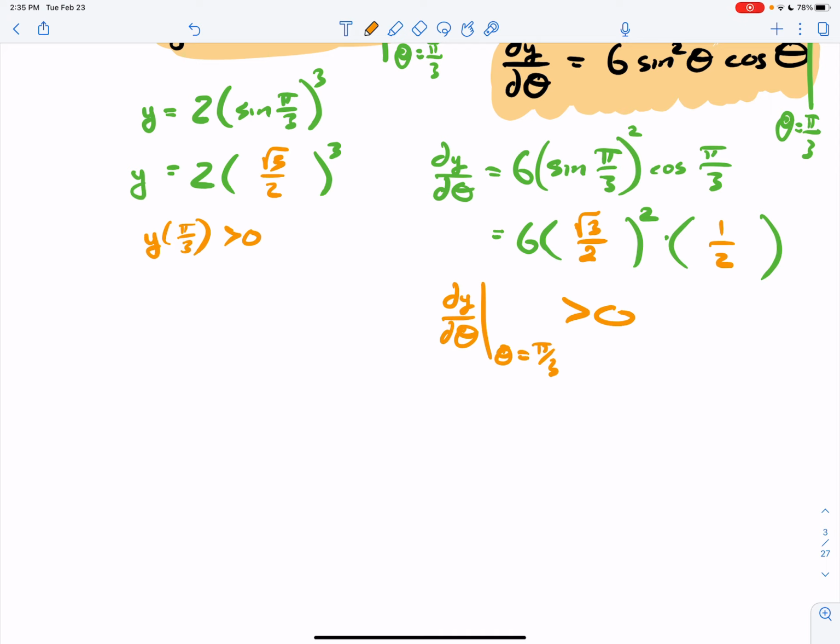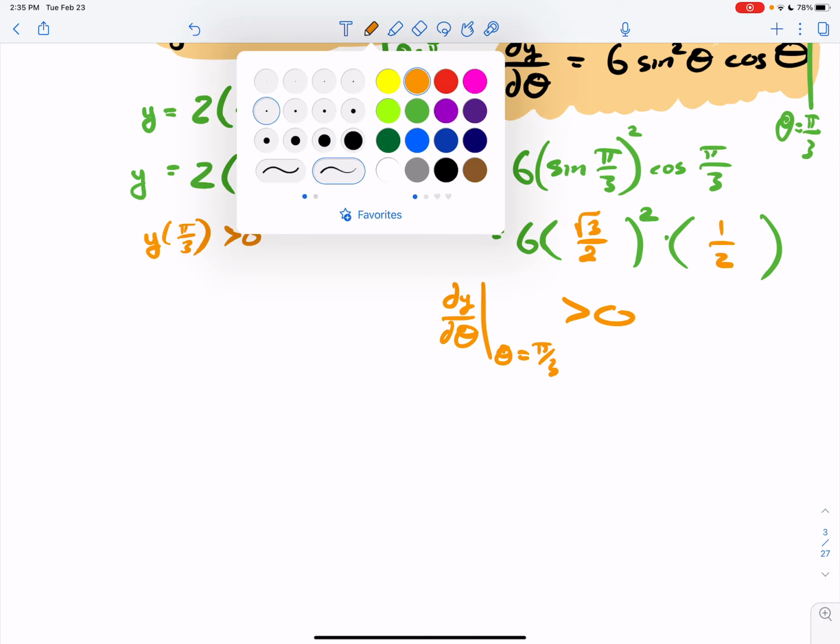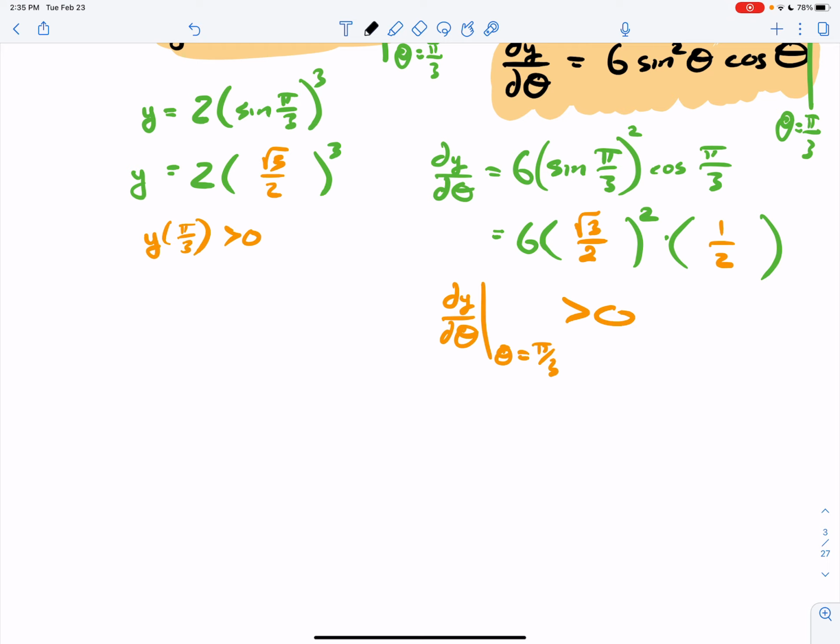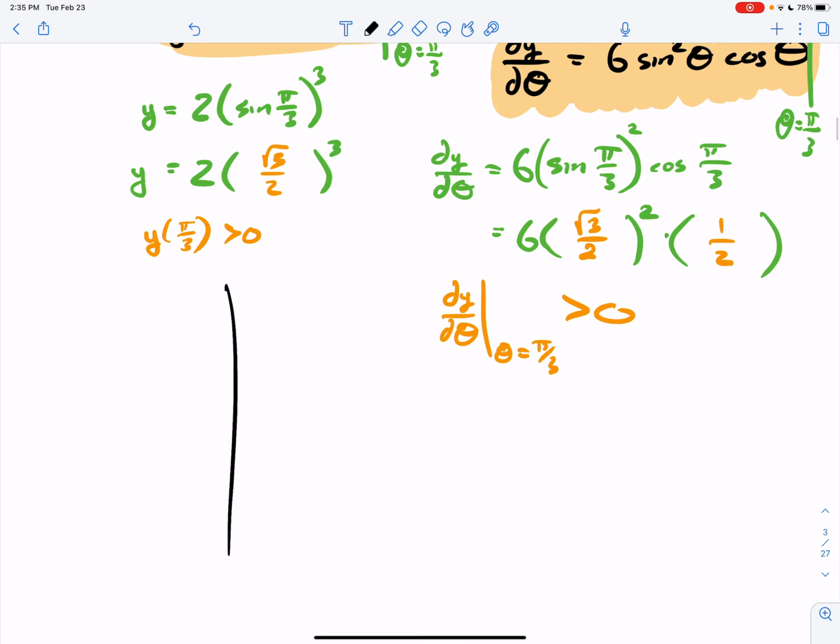So what does that mean? You have a particle where the y coordinate is positive. So I'm going to draw you a picture. When the y coordinate is positive, you know it's somewhere above the x-axis. So I'm going to place a point anywhere in quadrant 1 and 2 because that's where it's above the x-axis. So I'll just put a point right there.